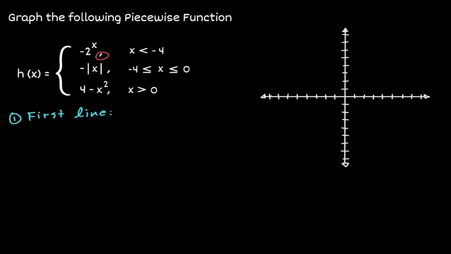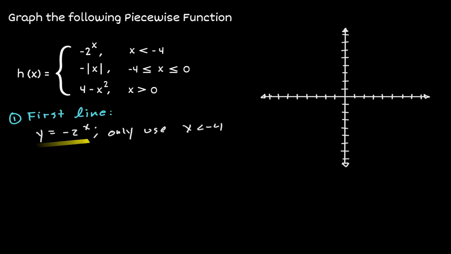Notice that in the first line, we use a comma to separate the first and the second section. The first section is going to tell us what function we should consider, which in this case is the function y equals -2 raised to the x. And the second section is going to tell us what x values we are allowed to use, which in this case are the x values which are less than -4.